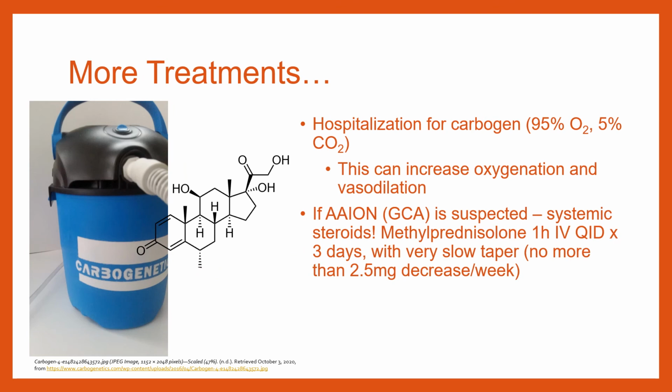We can also consider hospitalization of the patient for carbogen. This is 95% oxygen and 5% CO2, which can increase oxygenation and vasodilation as well. And hopefully the vasodilation can dislodge the clot. If giant cell arteritis is suspected, we will give systemic steroids, methylprednisolone, 1 hour IV, 4 times a day for 3 days, with a very slow taper. After 3 days, no more than 2.5 milligrams of decrease per week.